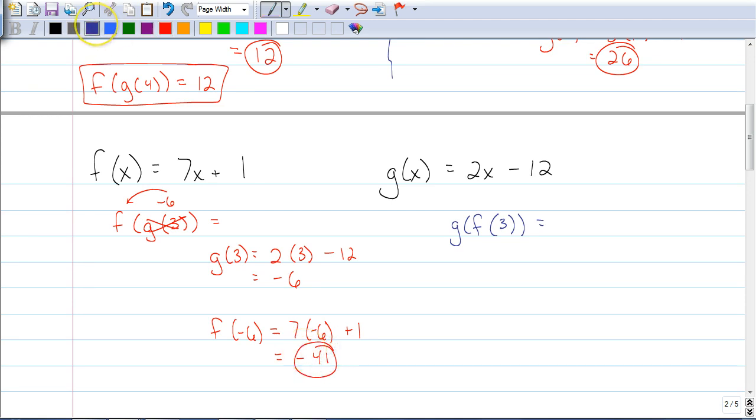So why don't you guys, now that we've tried a few of these together, try this next one on your own? g following f of 3. So you're going to put 3 inside of function f, and then take that answer and put it inside of function g. So go ahead, pause the video, and hit play when you're ready to check your answer.